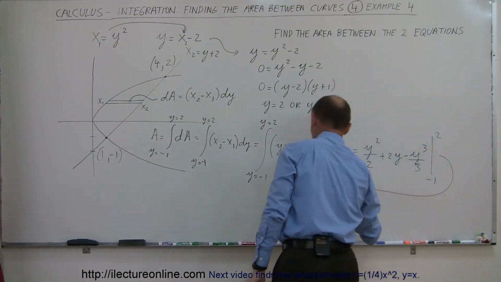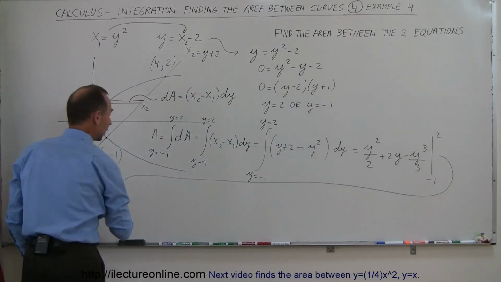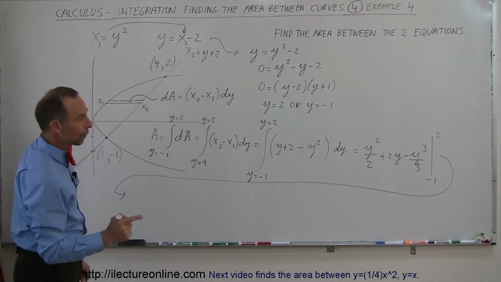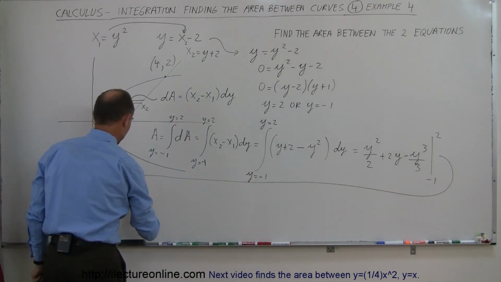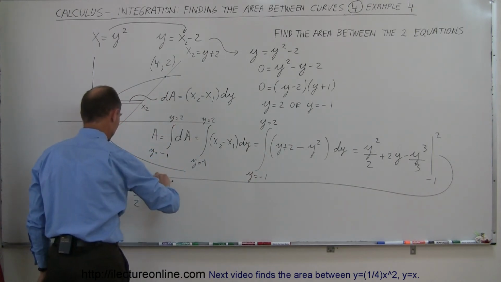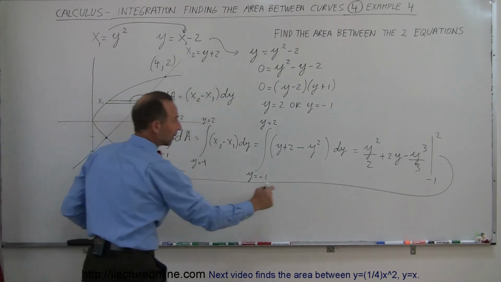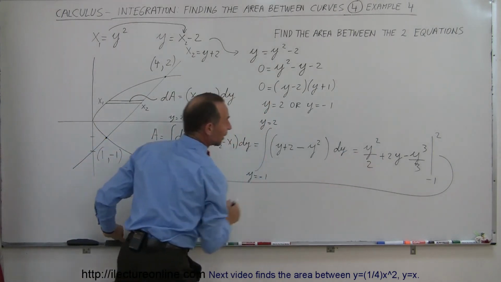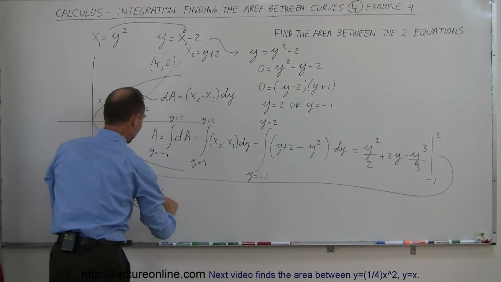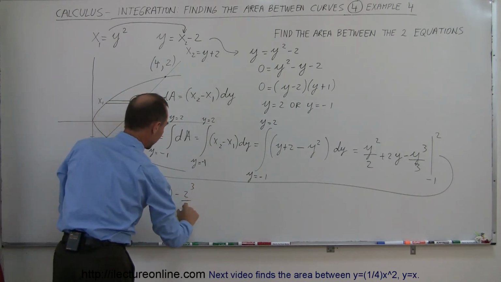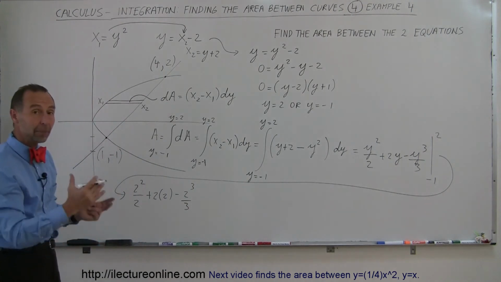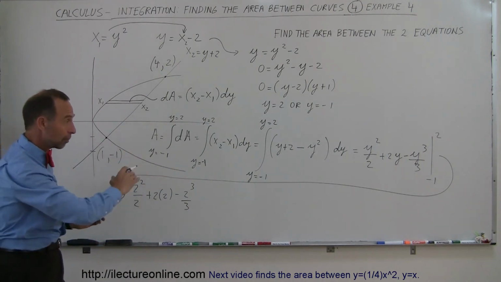Okay, let's now come over here and evaluate those limits. When I plug in the upper limit, what do I get? I plug in a 2 for y, and I square that divided by 2, plus 2 times 2, minus 2 cubed divided by 3. All right, so now I plug in the upper limit. I'm now going to subtract when I plug in the lower limit.